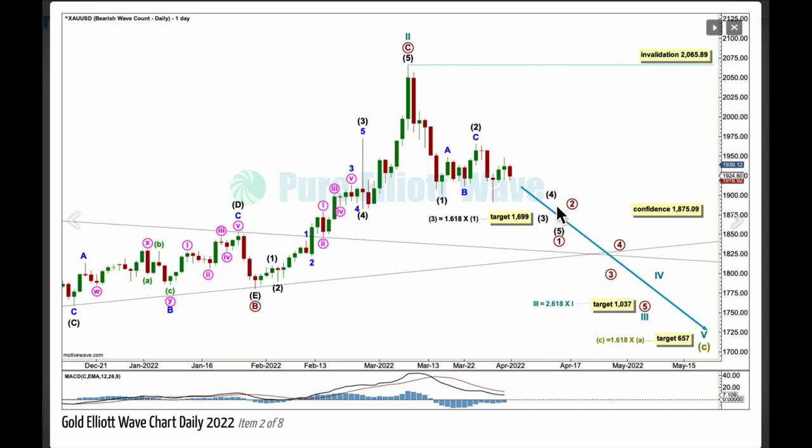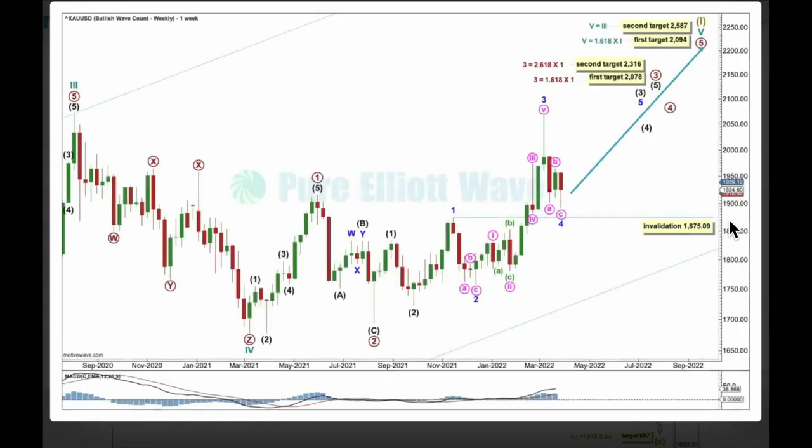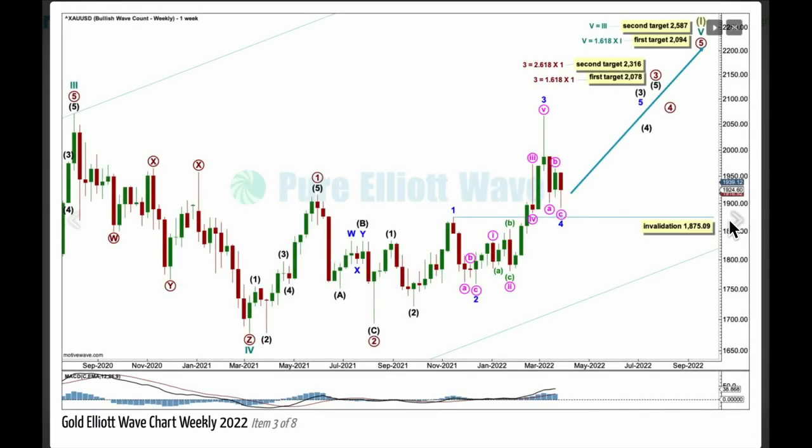The target for intermediate 3 is for it to reach 1.618, the length of intermediate 1, at 1699. The target for cycle 3 and supercycle C the same as at the weekly chart level. And the confidence point, if we see a new low below 1875.09, we can have some reasonable confidence in this very bearish wave count, because at that point this bullish wave count would be invalid.